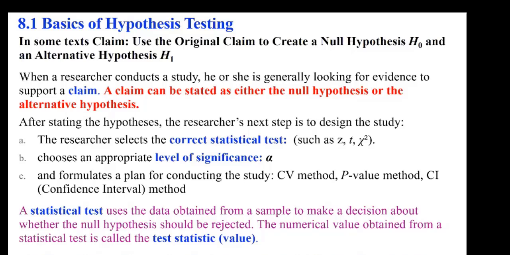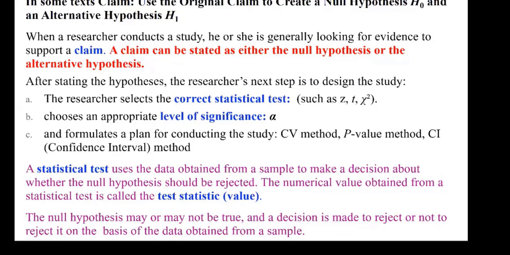A statistical test uses the data obtained from a sample to make a decision about whether the null hypothesis should be rejected. The numerical value obtained from a statistical test is called the test statistic, or test value. The null hypothesis may or may not be true, and a decision is made to reject or not to reject it on the basis of the data obtained from the sample.